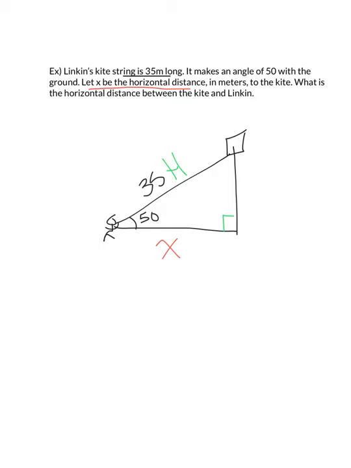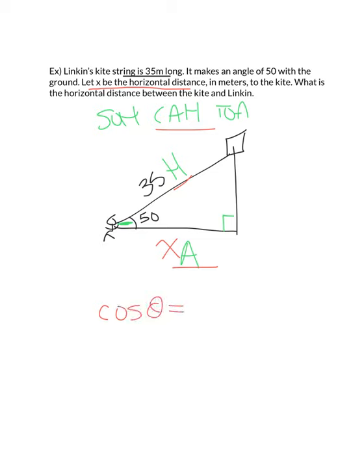Since this is the angle that I am given, I know that this is my opposite, but I don't care about that, so I'm not going to label it. And if that is my opposite, it does mean that this is my adjacent. If I think about SOHCAHTOA, the formula that I'm going to be choosing has to be the formula that includes my hypotenuse and my adjacent. So I will be using cos. So cos of theta equals adjacent over hypotenuse.